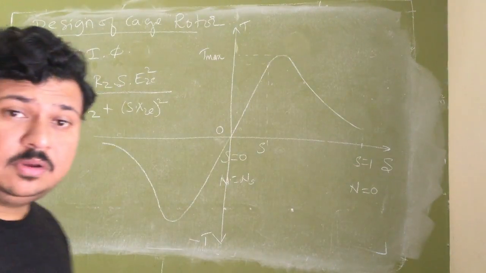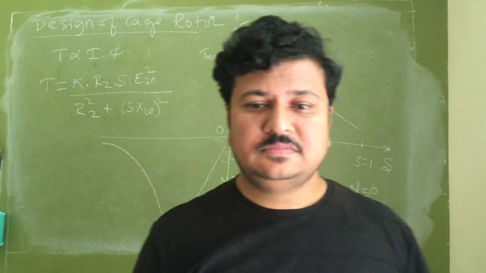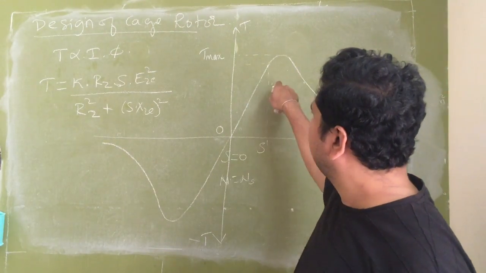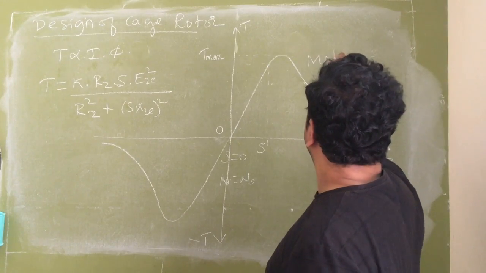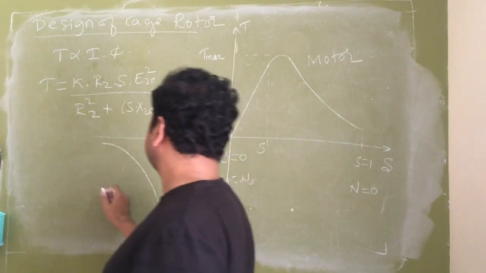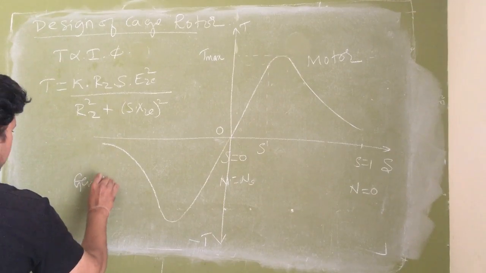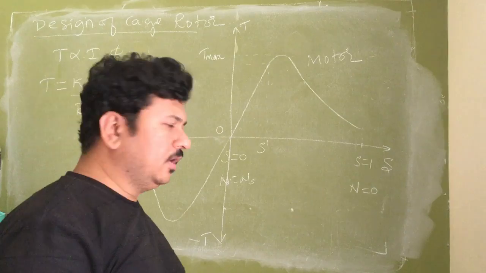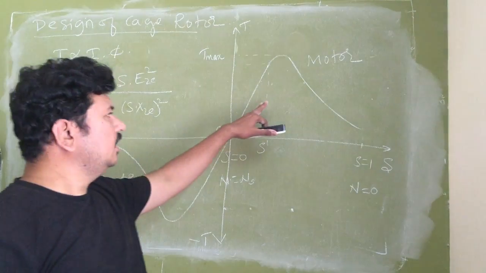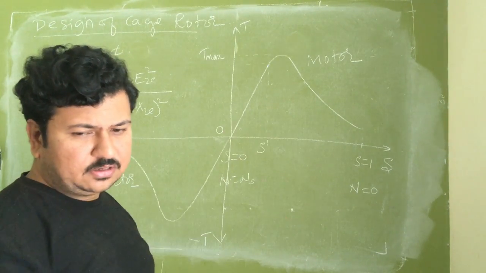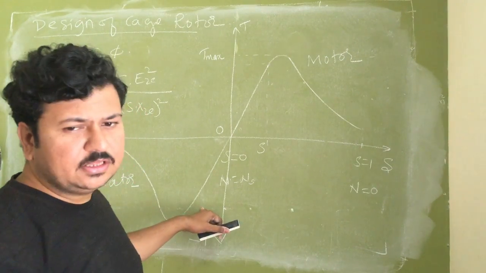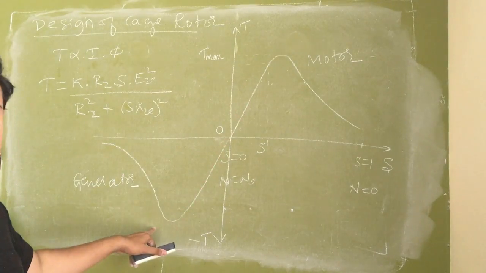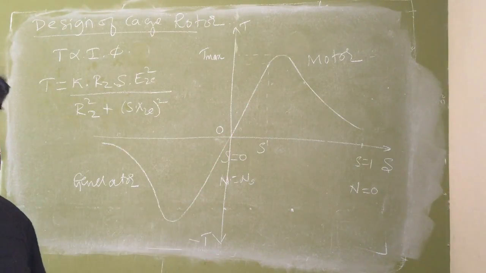How come the torque can be negative? It is only the understanding of the direction of the torque. In case of motor, this is called motor action. This is generator action. The torque can be negative because here I am inducing the torque, here I am providing the torque. That is the only difference. Here the torque is produced, here the torque is provided. Therefore the direction is different.